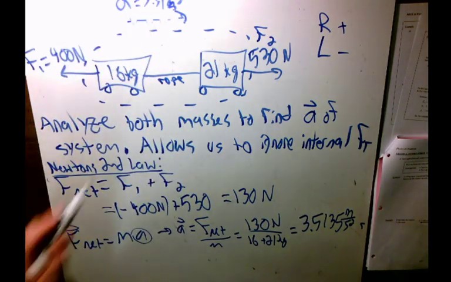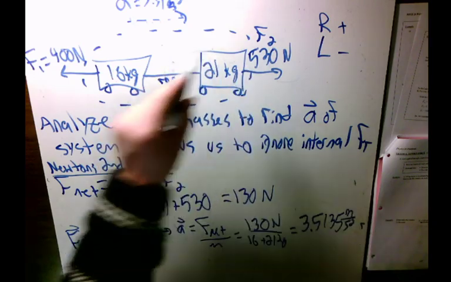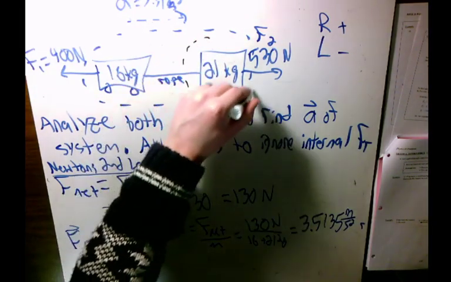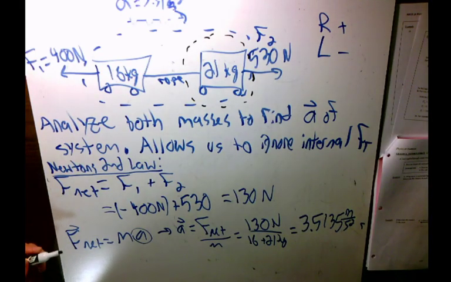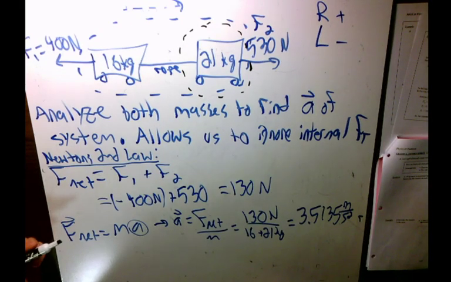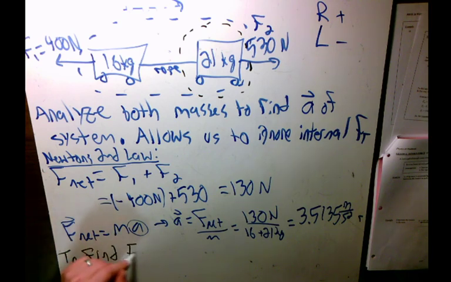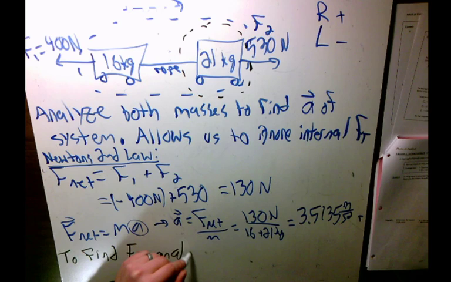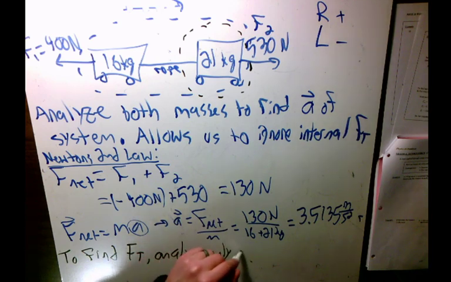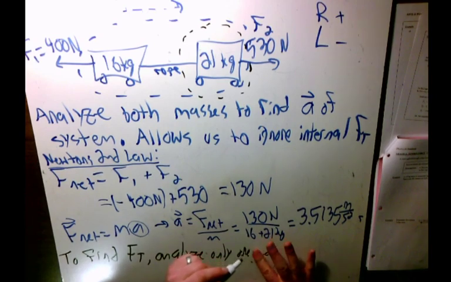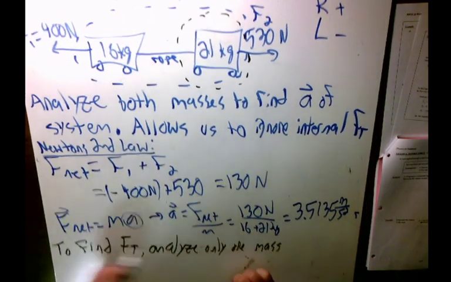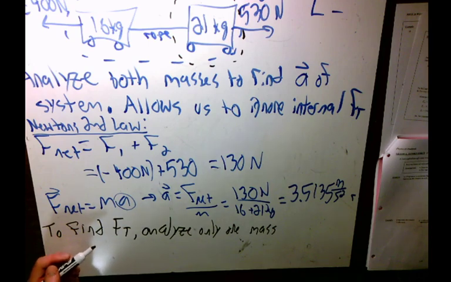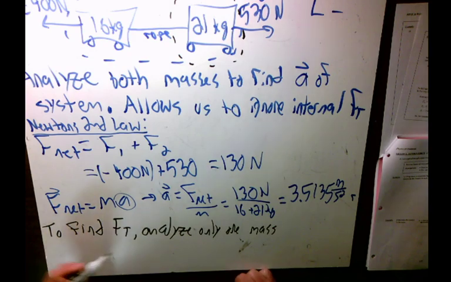Now you could analyze either this cart or this cart. I'm going to choose to analyze this one. So we need to find the tension using only one mass. So to find Ft, analyze only one mass. So we know the acceleration of that mass is 3.5135 meters per second squared. We know the mass is 21.